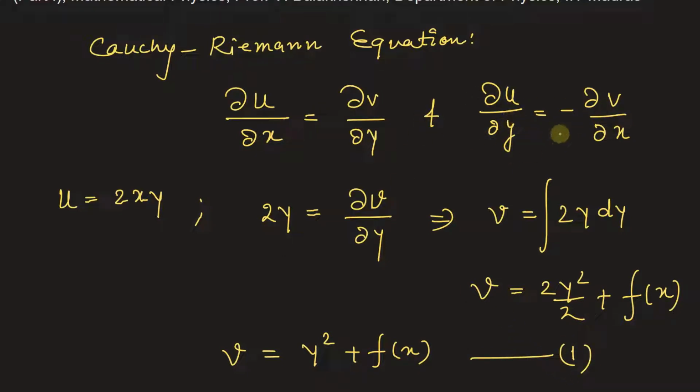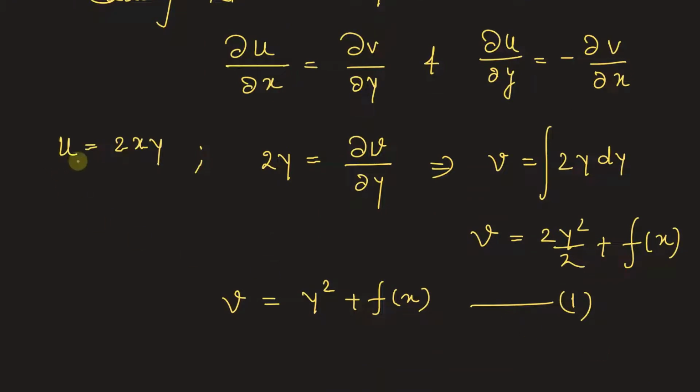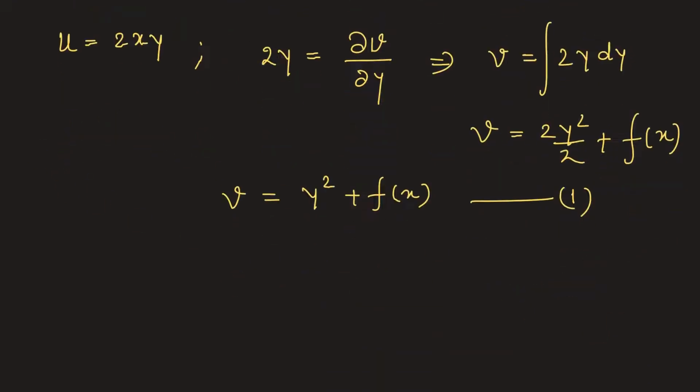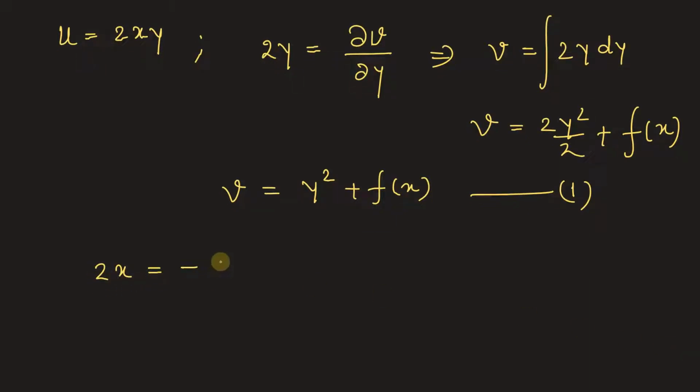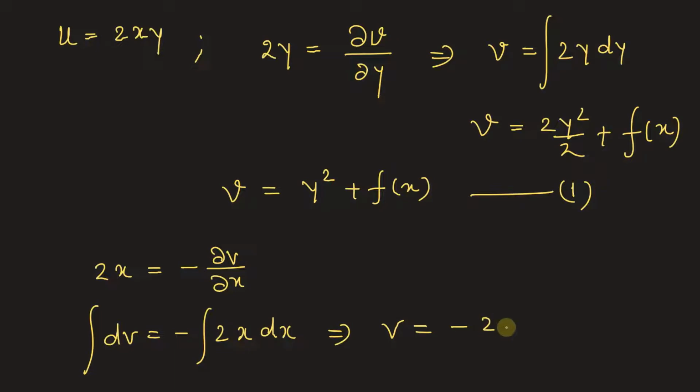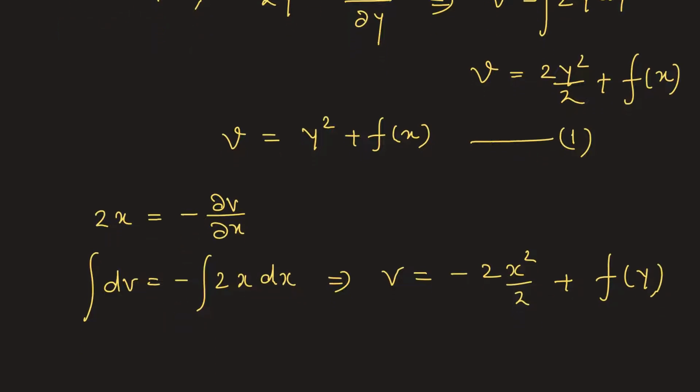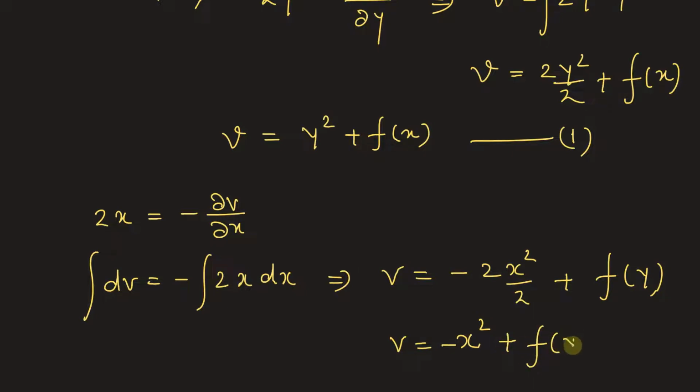Now, using second Cauchy-Riemann equation, again we will differentiate this u with respect to y. Now, differentiating this with respect to y, we get 2x is equal to negative dou v by dou x. So from here, if we integrate both sides, we can write integral dv is equal to negative integral 2x dx. Therefore, from here v will be equal to minus 2x square by 2 plus a constant which will be a function of y. Okay, so v will be equal to negative x square plus f of y.